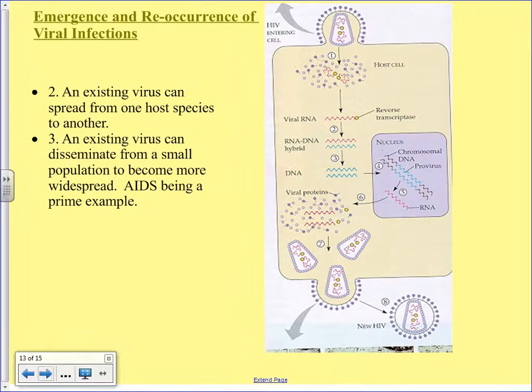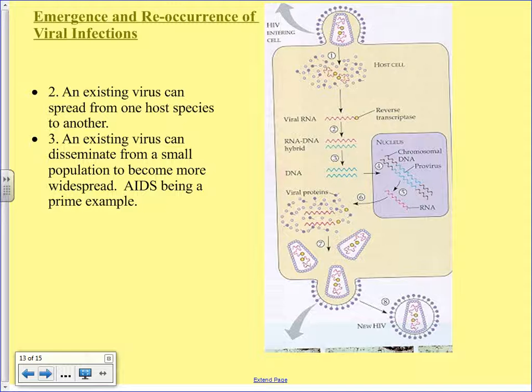An existing virus can spread from one host species to another. Ebola was an example of that. It was initially just found in things like primates, like monkeys, but it mutated enough that it can infect people. There's a theory also that HIV was similar to that.